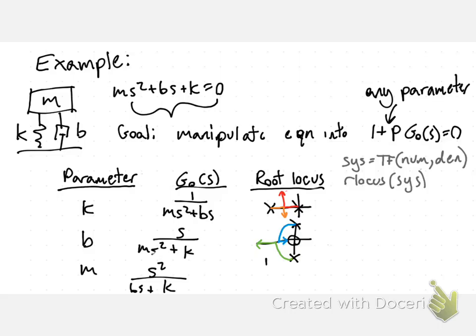And so we're going to start off, and I'll draw this a little bit over here, where we have two zeros, both located at 0, and we start off with a pole at negative k over b, because that causes our characteristic equation to be 0.